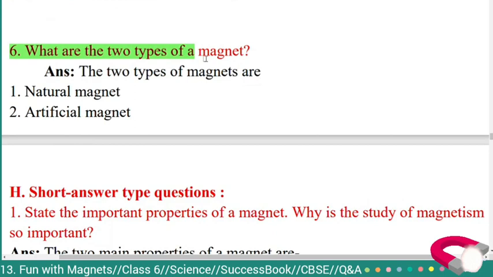Sixth question, what are the 2 types of a magnet? The 2 types of magnet are natural magnet and artificial magnet.